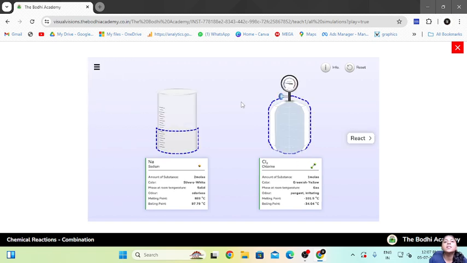So I hope with these reactions you have understood what combination reactions are.